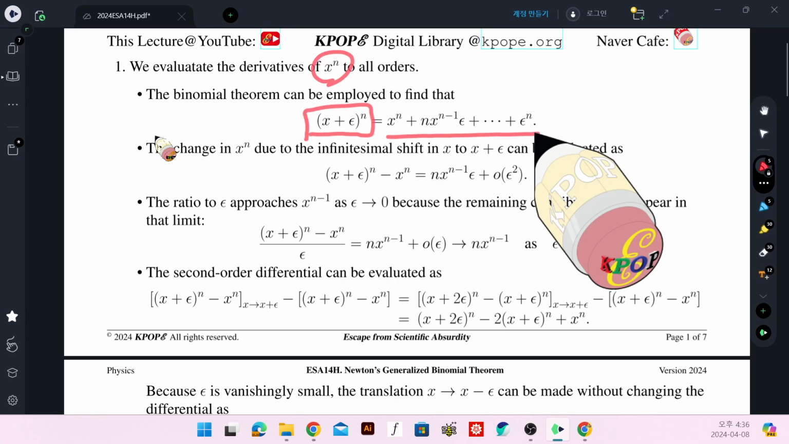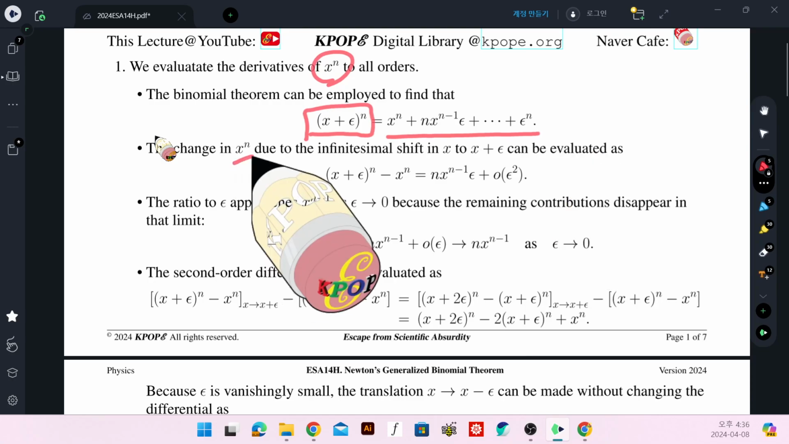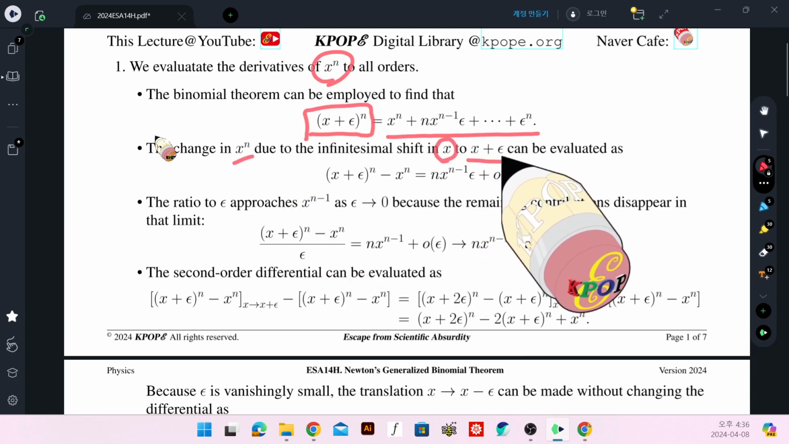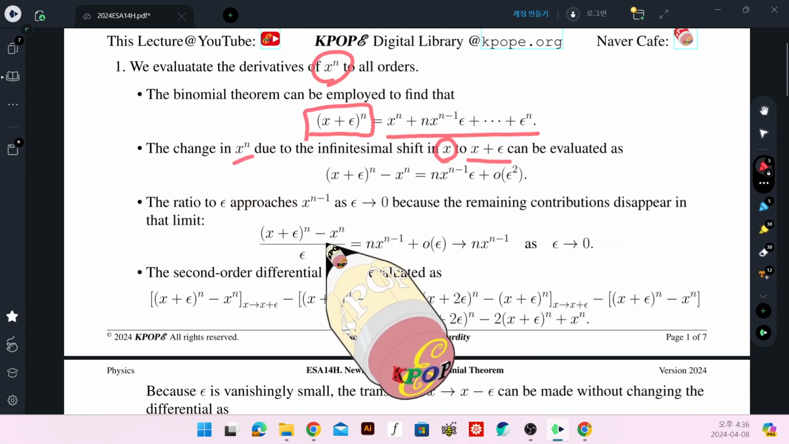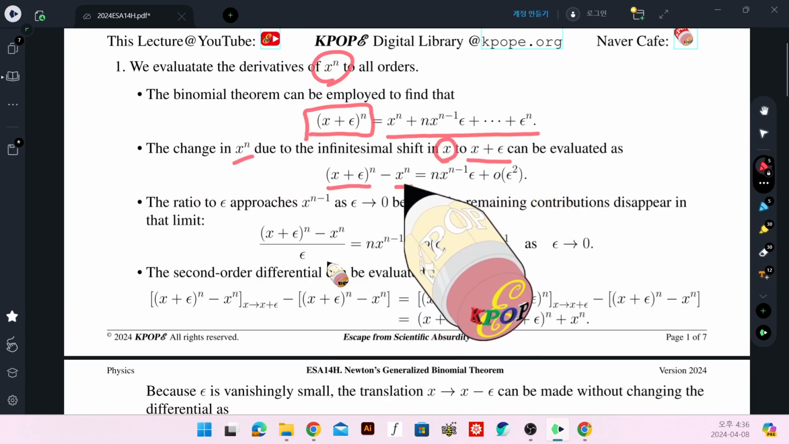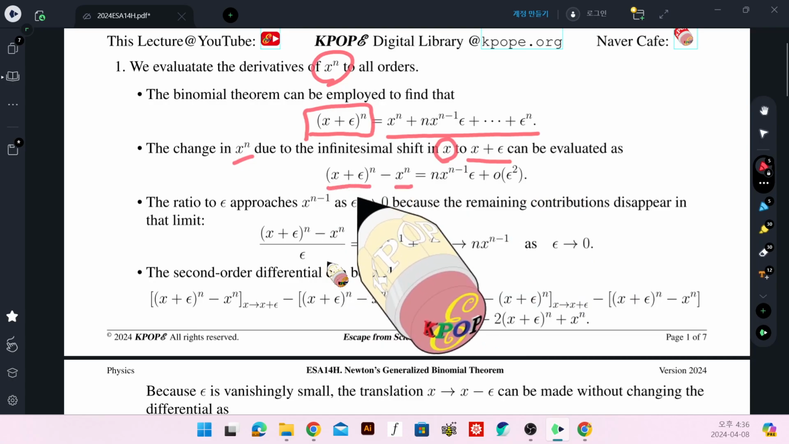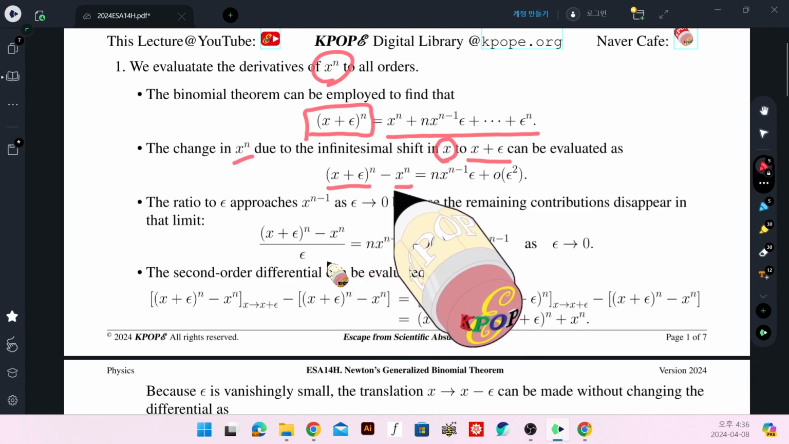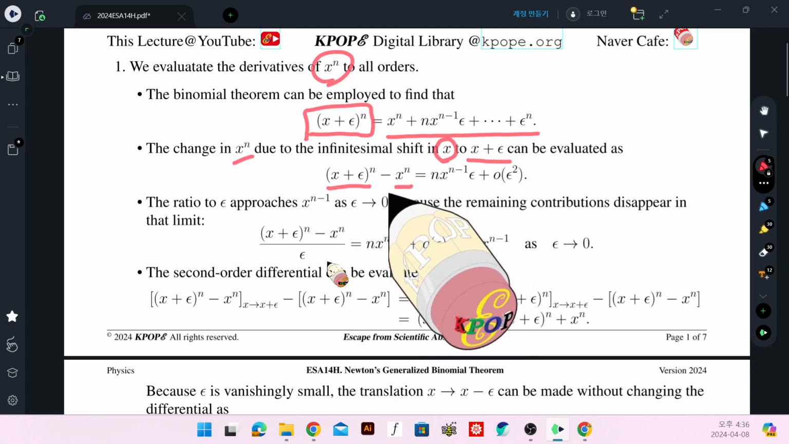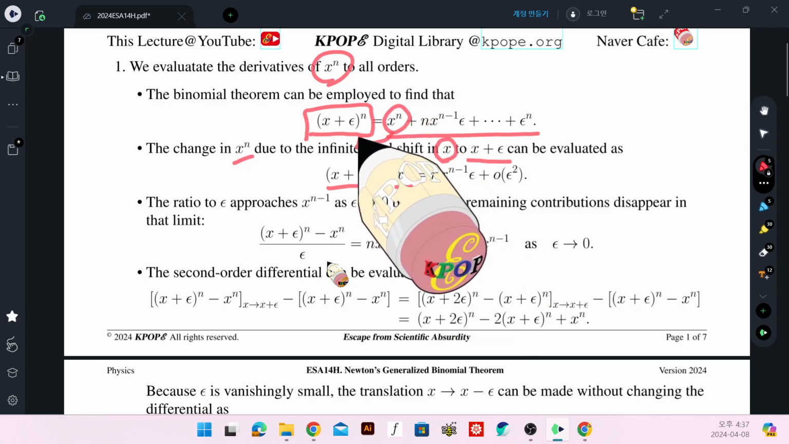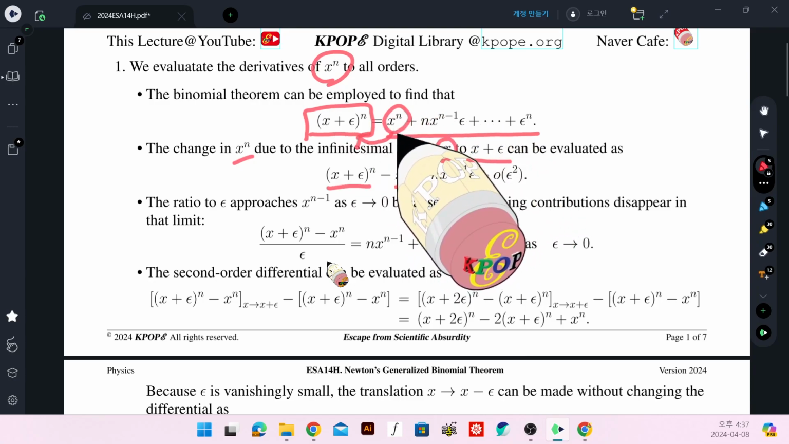The change in x to the n due to the infinitesimal shift from x to x plus epsilon, where epsilon is an infinitesimally small, tiny number. The shift can be computed by subtracting x to the n from x plus epsilon to the nth power. Effectively, we subtract both sides by x to the n.